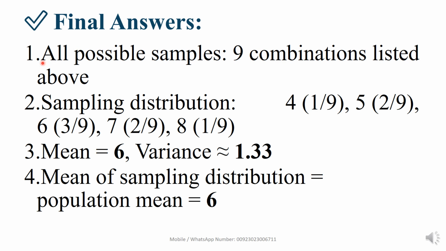Final answer. Point 1. All possible samples, 9 combinations listed above. Second point, sampling distribution, we get these values. Now third point, mean equal to 6 and variance is 1.33. Fourth point, mean of the sampling distribution equals the population mean, equal to 6. Okay, thank you.